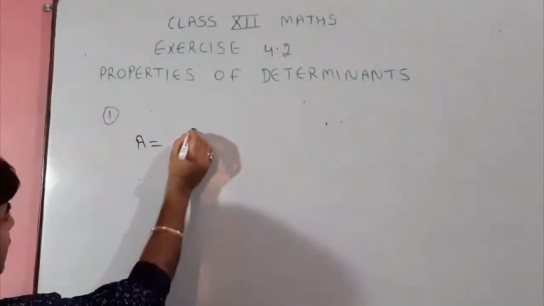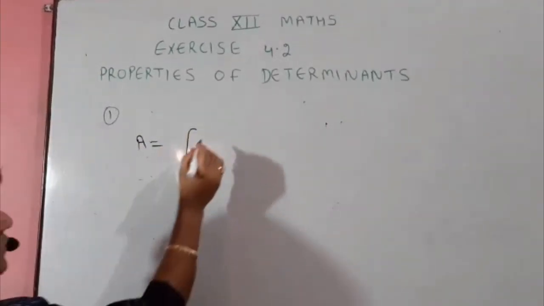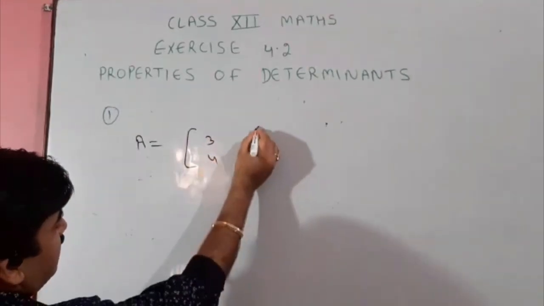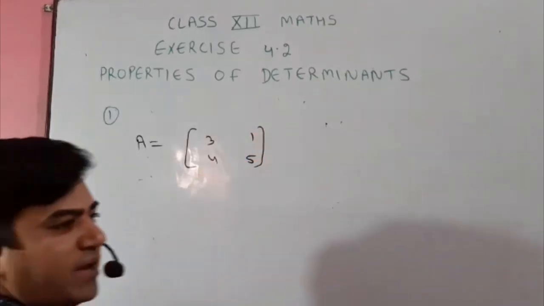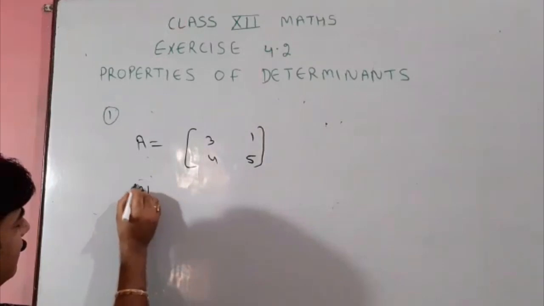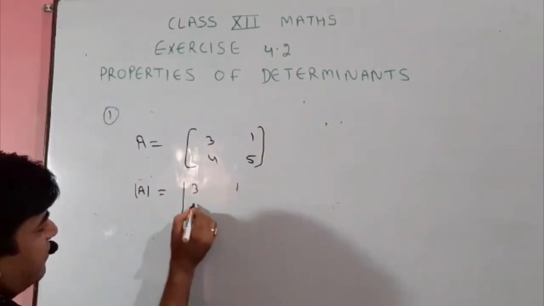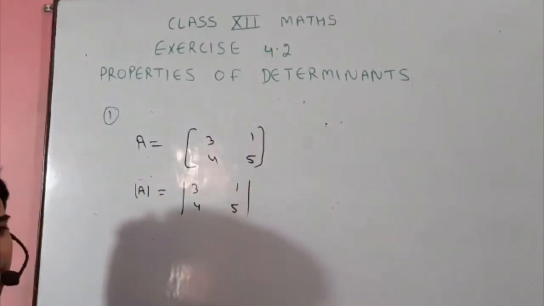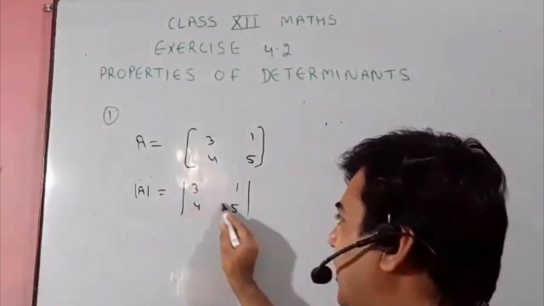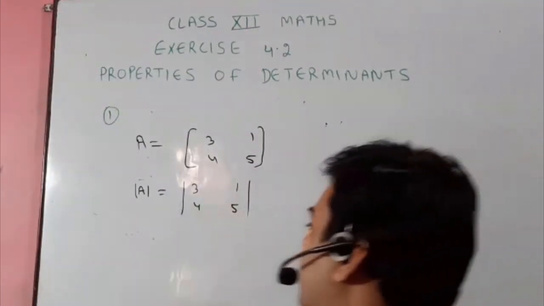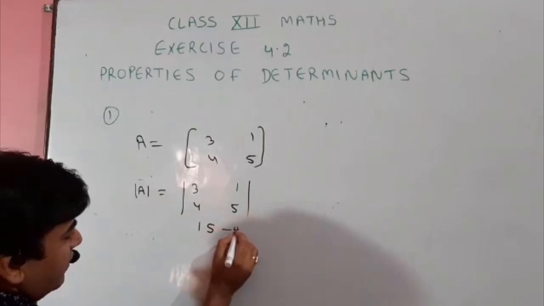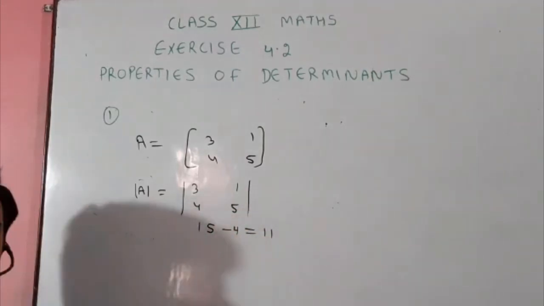Suppose a matrix A is equal to 3, 1, 4 and 5. This is matrix A. When you find its determinant A, determinant A is |3 1; 4 5|. And you know, for finding the value of a 2-order determinant, we multiply this and subtract this. 3 5s are 15, minus 4 1s are 4. This is equal to 11.